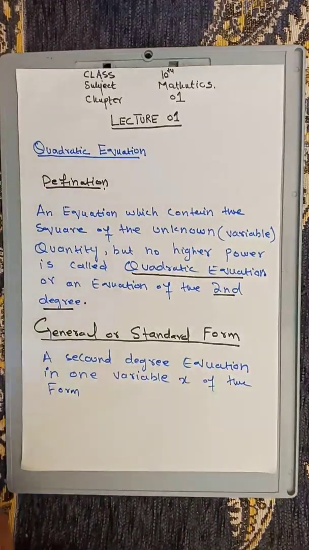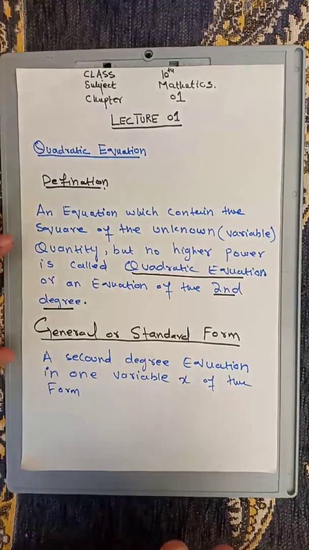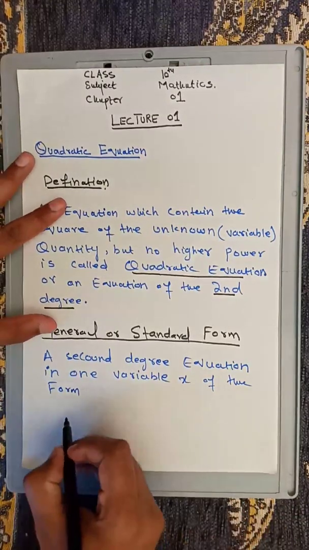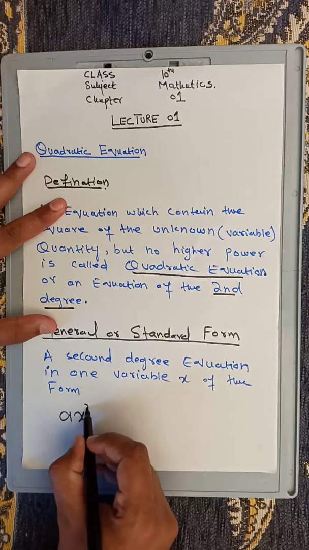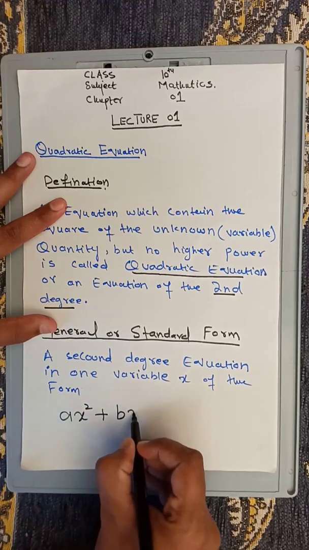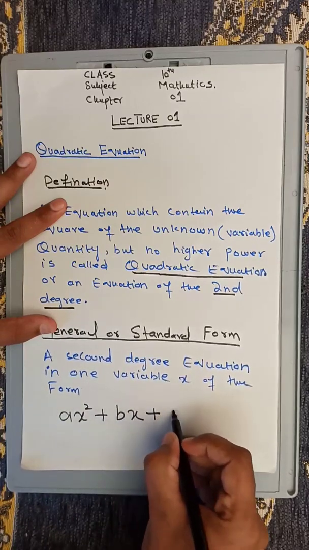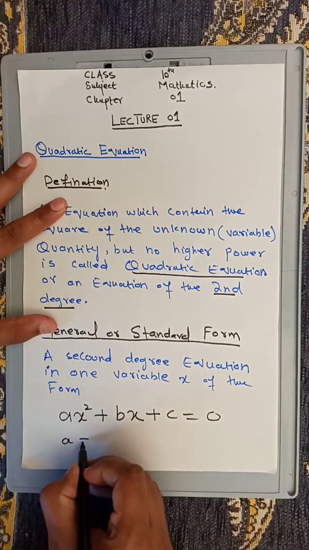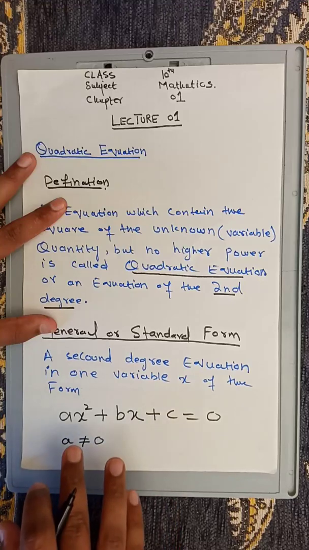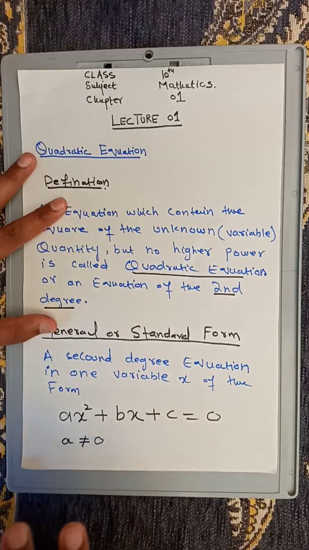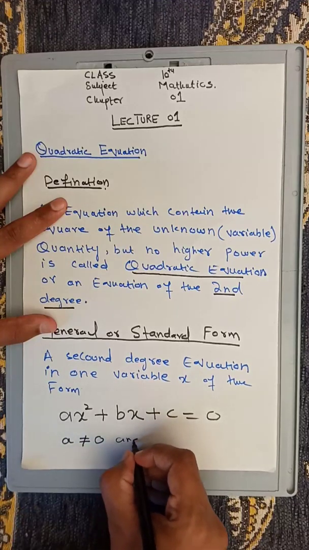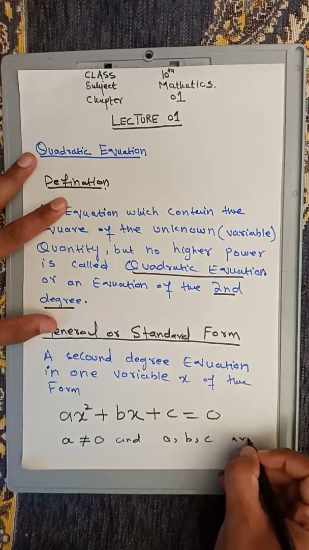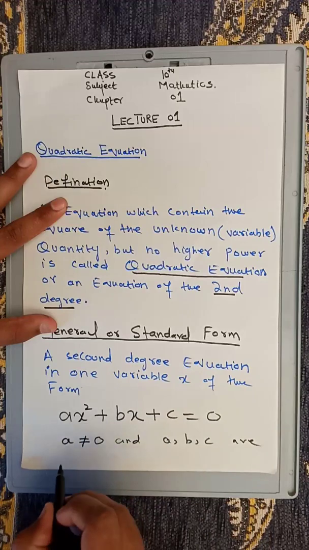Okay, now I'm going to write the general form, or we can say standard form of the quadratic equation. ax square plus bx plus c is equal to 0, where a is not equal to 0. Why a is not equal to 0? I am telling you. And a, b and c are real numbers.